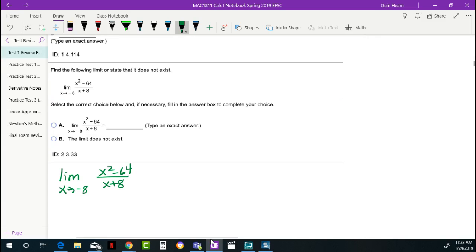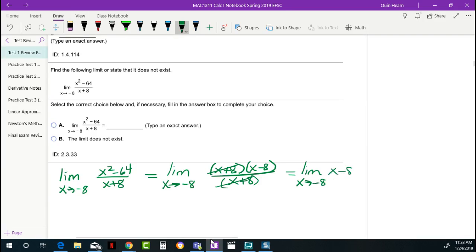But just like some of the other problems, this factors. This is the limit as x approaches negative 8. It factors in the numerator as x plus 8 times x minus 8 because it's a difference of squares, x squared minus 8 squared. And then in the denominator, we happen to have an x plus 8. That cancels out, so that's nice. So this is going to be the same as the limit as x approaches negative 8 of x minus 8. Now we can plug in, so we go ahead and do that, and we get negative 16.